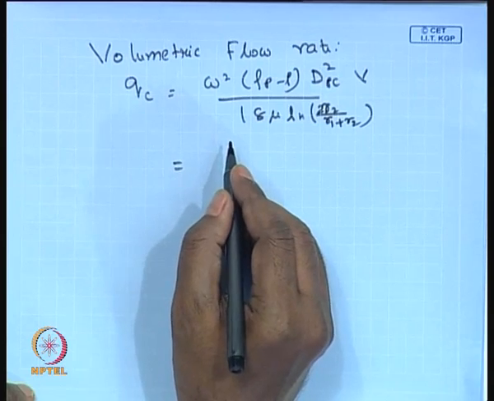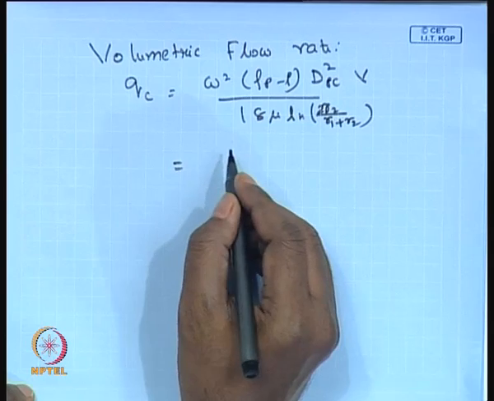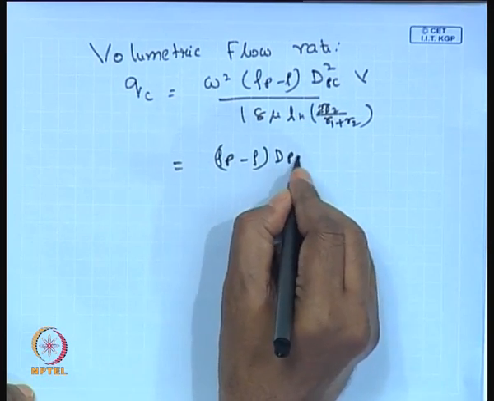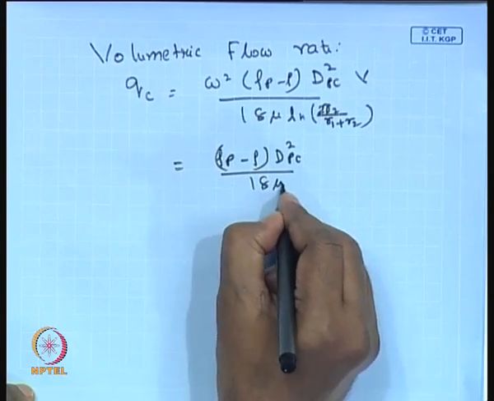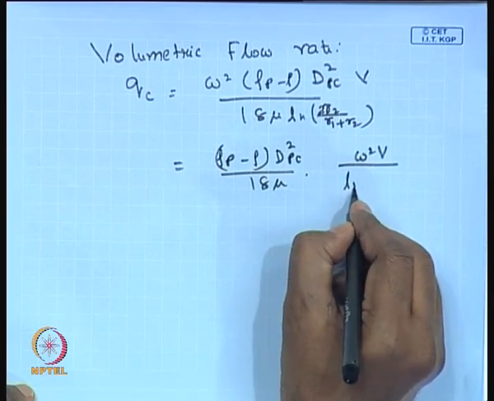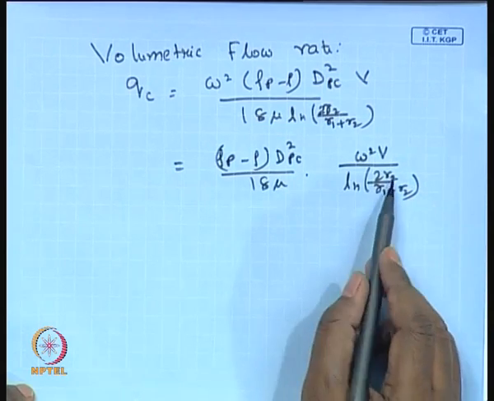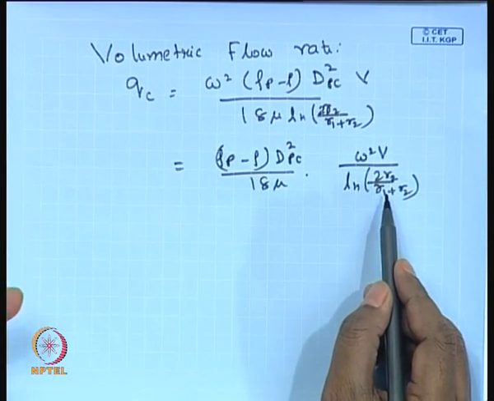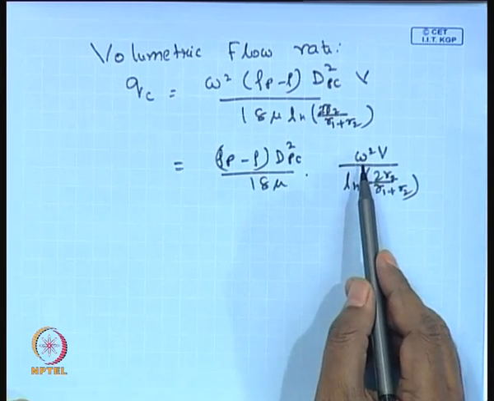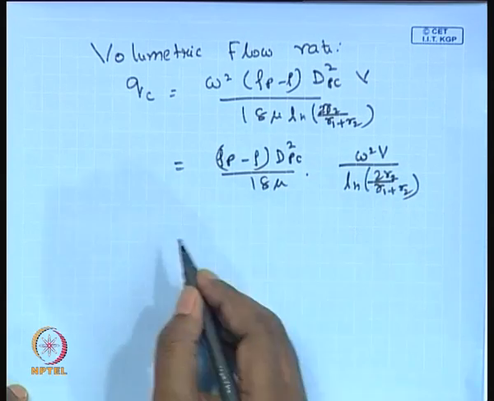Now, just separate these two out. So, I will be taking the geometric and the operating conditions on the right hand side: (rho p minus rho) dpc square divided by 18 mu, multiplied by omega square times V ln 2R2 divided by (R1 plus R2). Now, R1 and R2 will be different for a larger centrifuge, volume will be different for a larger centrifuge, and of course, the RPM may be different or may be equal. Okay. So, I will just take these two out.